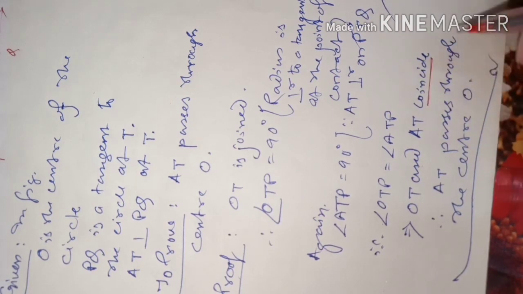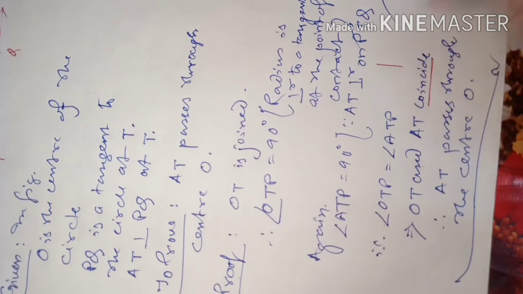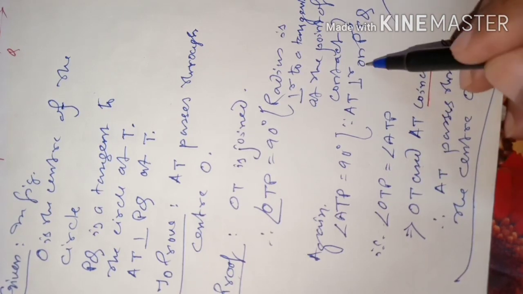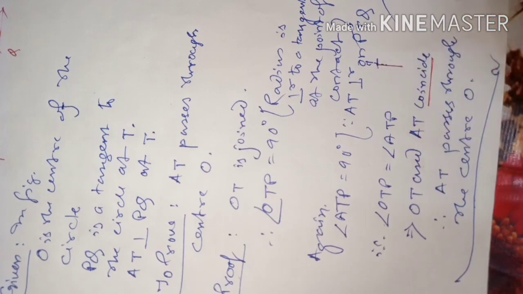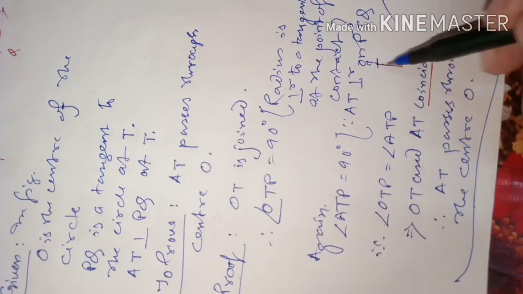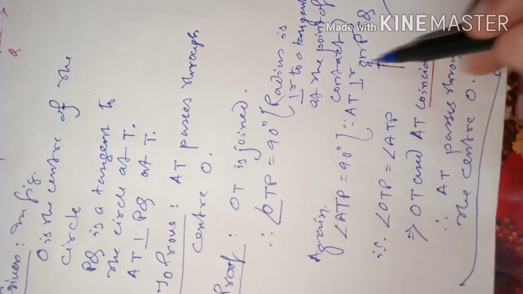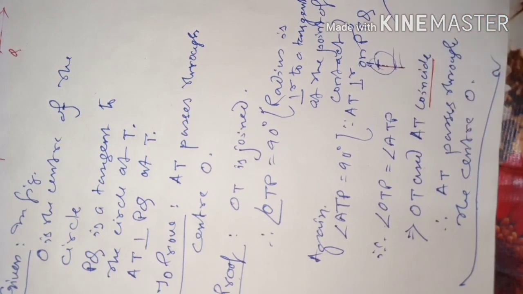Okay, students? Coincide means this is one line. Again, on that another line, suppose you draw, that represents what? They are representing the same line. That is, the points through which the first line is passing, the second line also is passing through those points. That is the meaning of it. Okay, students?